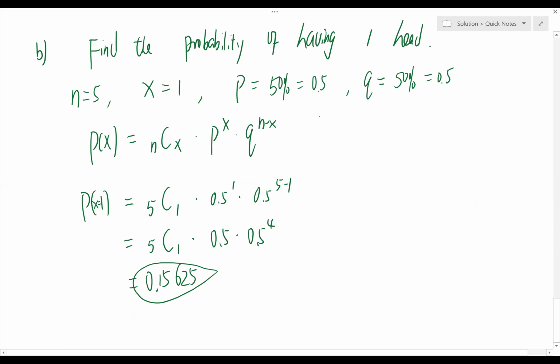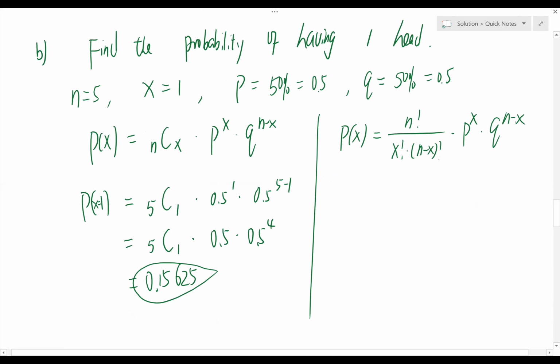So get that. Also, I'm going to show you the other version of the formula, which is n factorial over x factorial times n minus x factorial. Then it's p to the x and q to the n minus x. Now, similarly, we bring in the numbers. So this is going to be 5 factorial divided by 1 factorial times 5 minus 1 factorial. And then it's 0.5 to the first power, and then 0.5 raised to 5 minus 1. Now from there, we're going to simplify. I'm going to show you how to do it step by step.